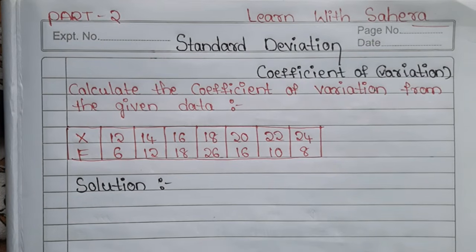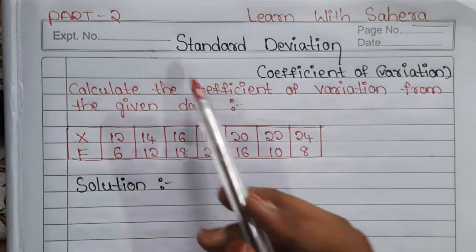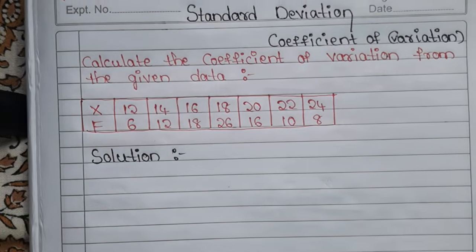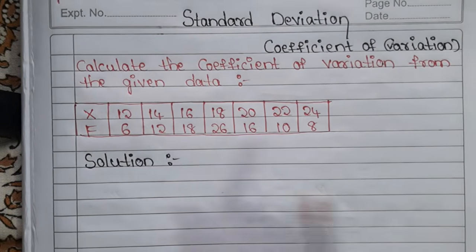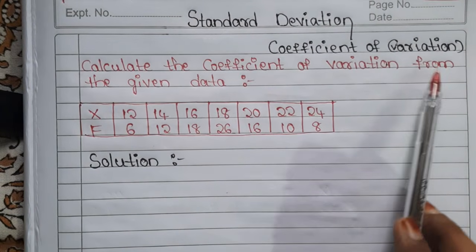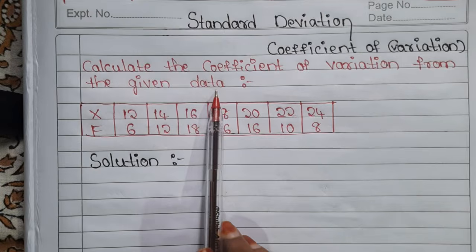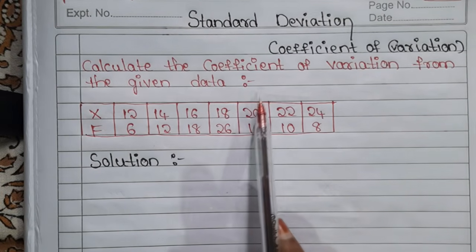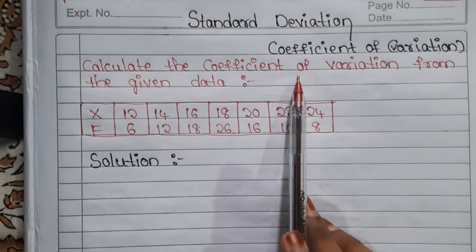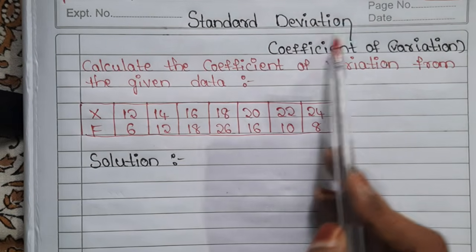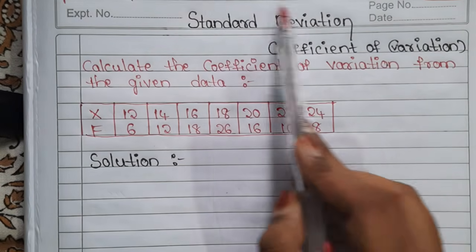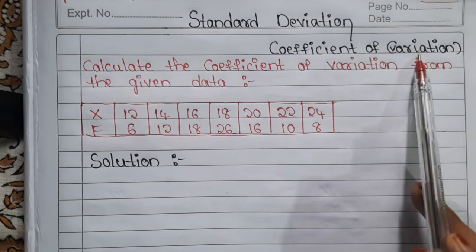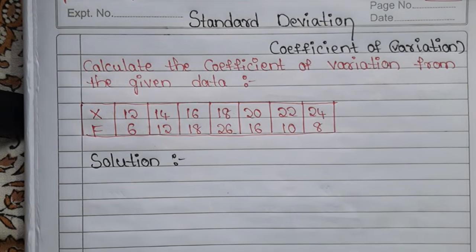Okay, so without getting late, let us get started with our video. Standard deviation and its coefficient of variation. You can see a question on your screens. Calculate the coefficient of variation from the given data. If they ask you to calculate the coefficient of variation, or the coefficient of standard deviation, first you need to calculate the standard deviation. After calculating the standard deviation only can we go with the coefficient or coefficient of variation. So now let us go with the solution.